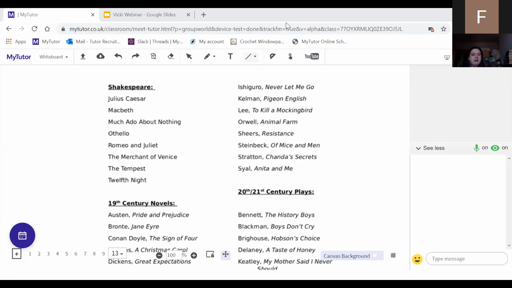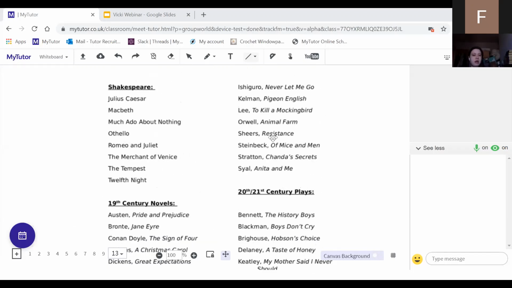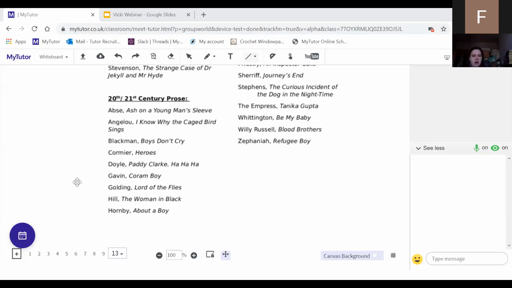In terms of recommending for younger years, what I would say is start with some of these prose books, because it's quite common for schools to teach some of these books at lower levels. I know schools that teach To Kill a Mockingbird, Animal Farm, Of Mice and Men, Anita and Me, Lord of the Flies, Woman in Black. I think those are the only ones that I've personally heard of. I'm sure there's other schools that teach these at a lower level.